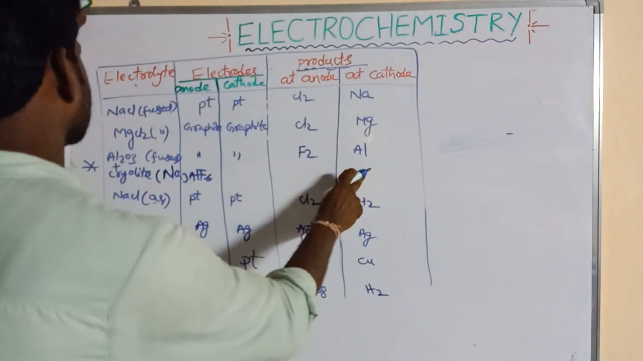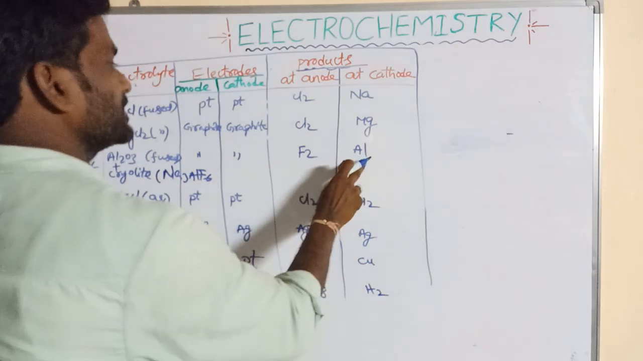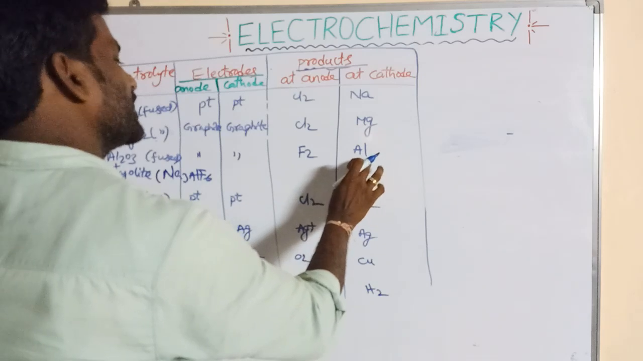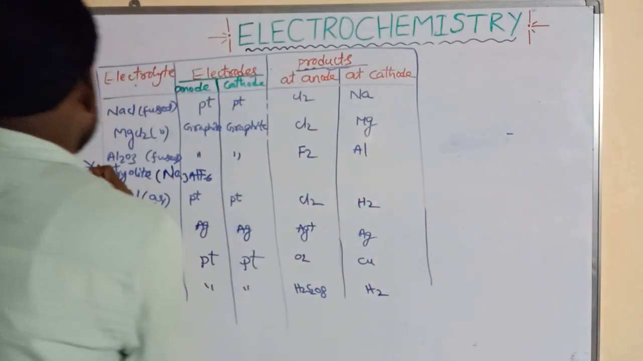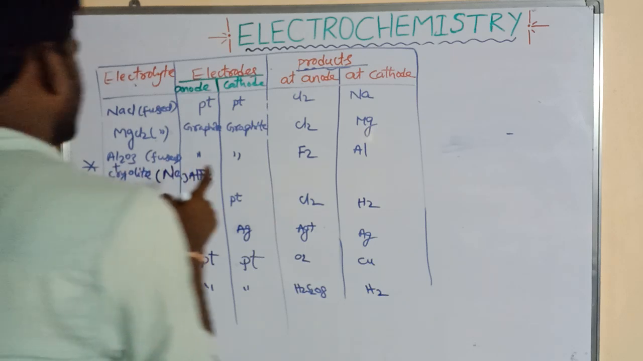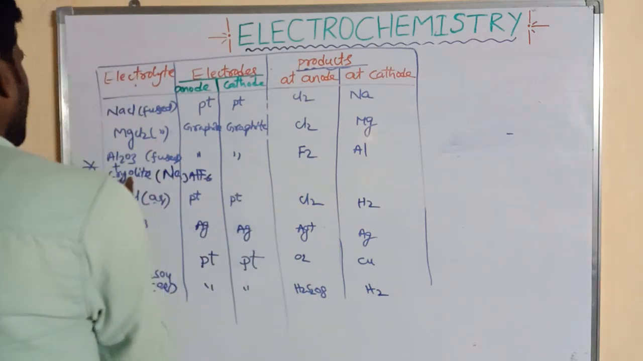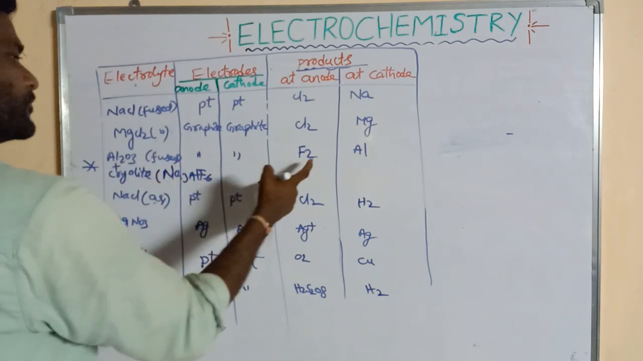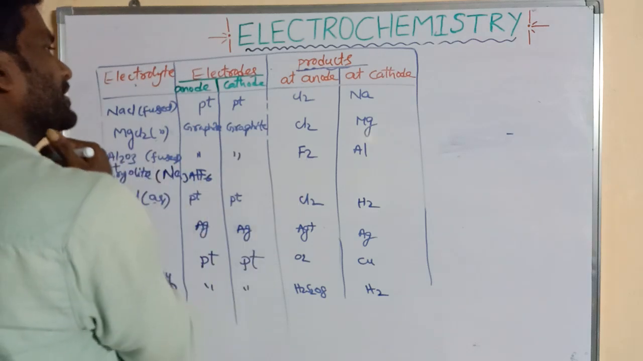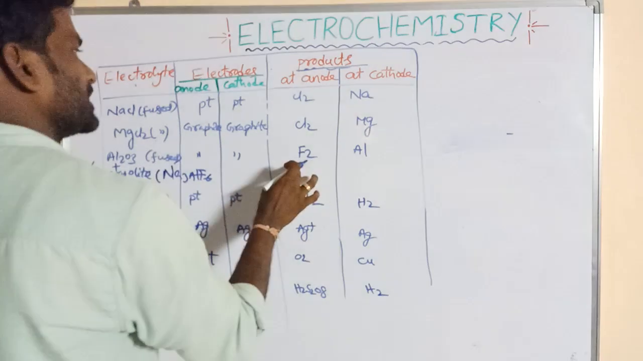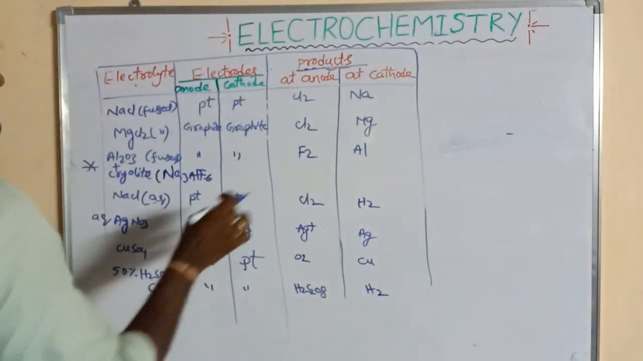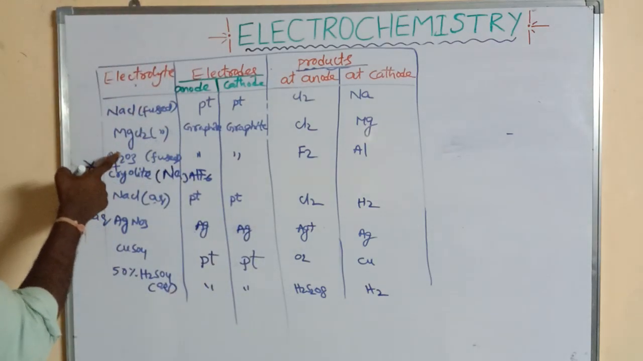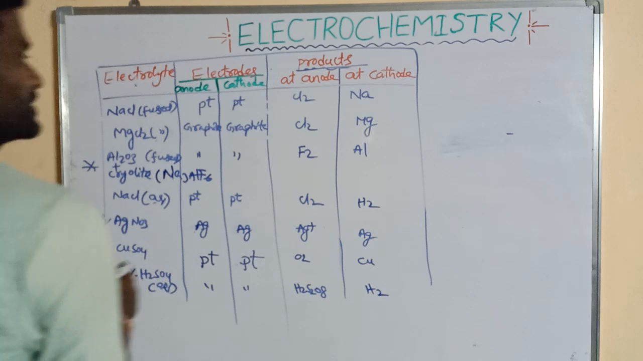Here two cations, what are they? Na plus and Al3 plus. So this Al3 plus is having more reduction potential, so that is reduced first. And here, oxygen and fluorine ions are present. So this fluorine having less reduction potential is discharged first. Al2O3 can be ionized to Al3 plus and O2 minus.